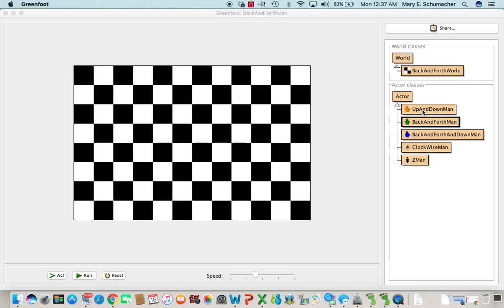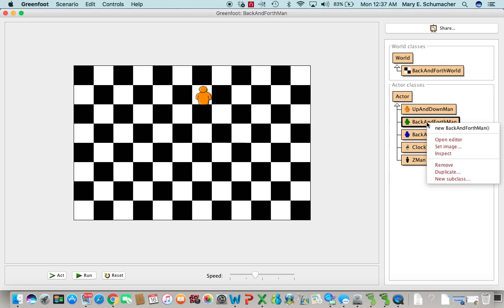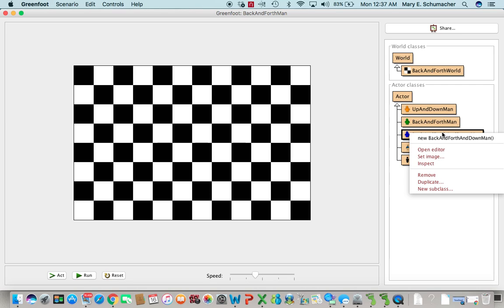Let's make an up and down man, one example. Let's make a back and forth man. We'll put one sample in. And let's run, and they should move back and forth, up and down. And there, we're working great. So let's pause that, reset.